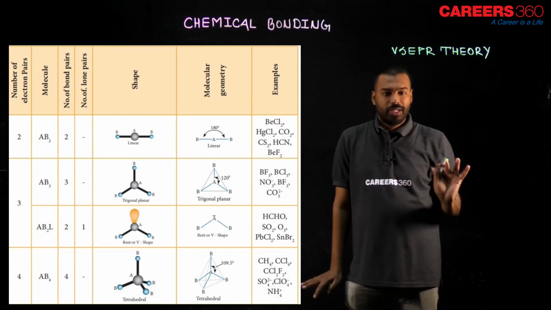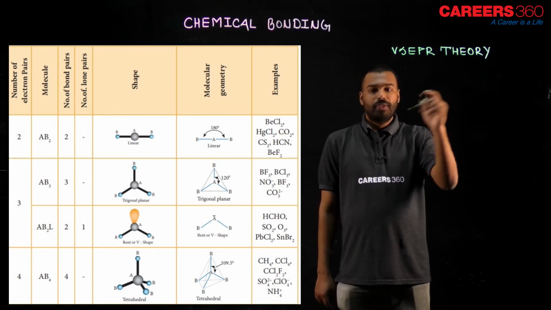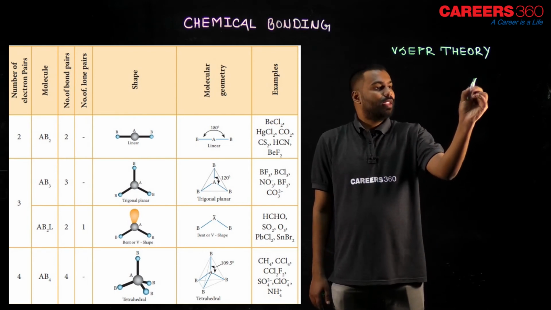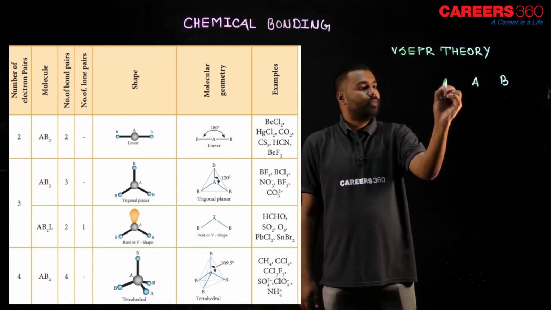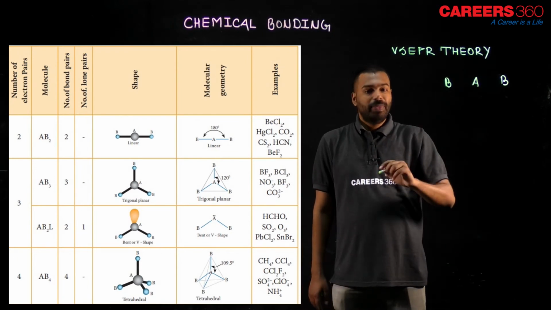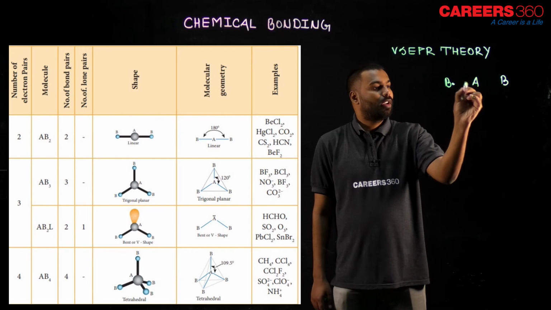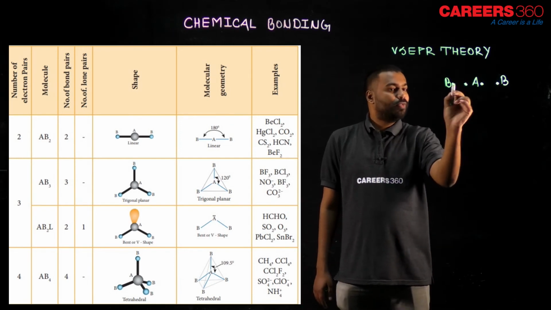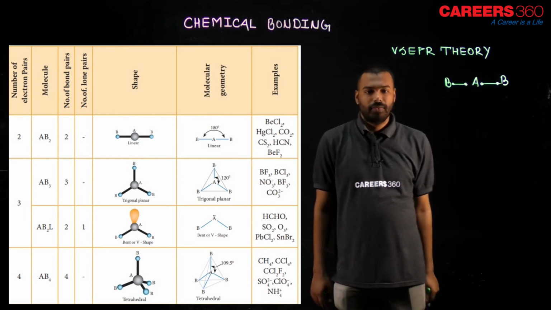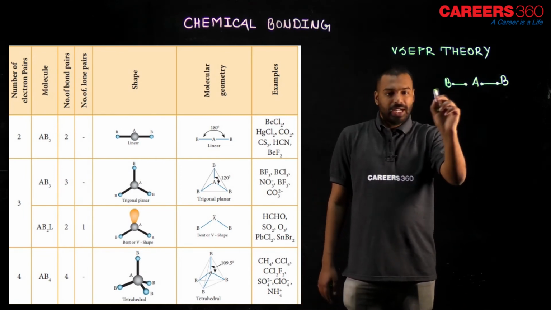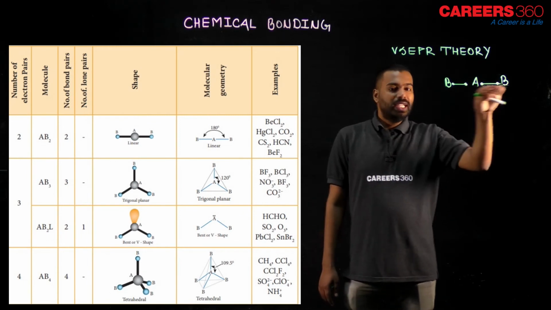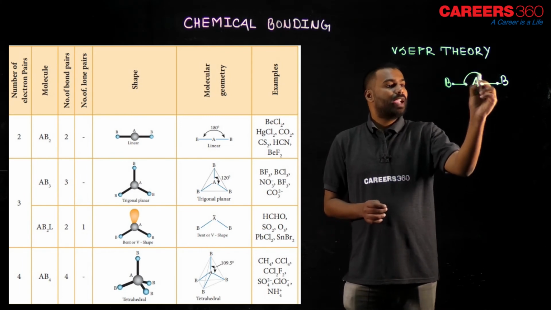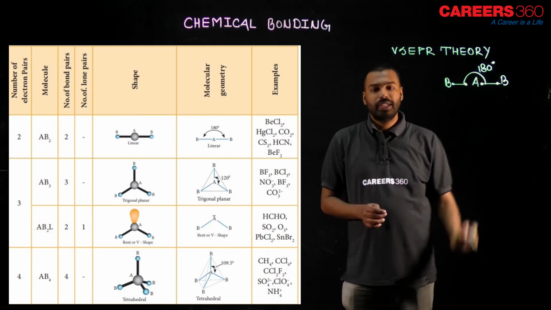2 pairs means 4 electrons, no doubt. Now, there is a molecule, can you see AB2 there. In AB2, there is A, B and B. How many pairs? 2 pairs, 1 pair and 1 pair. So, this is the AB2 format. This is a straight line, so we can call it linear shape. Linear means what? What is the angle? 180 degrees.